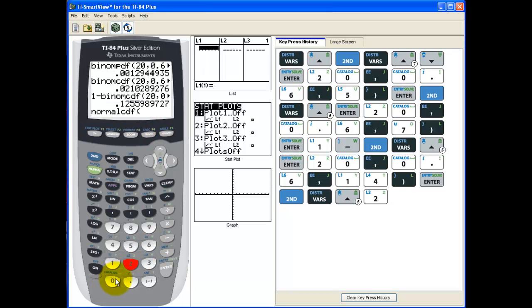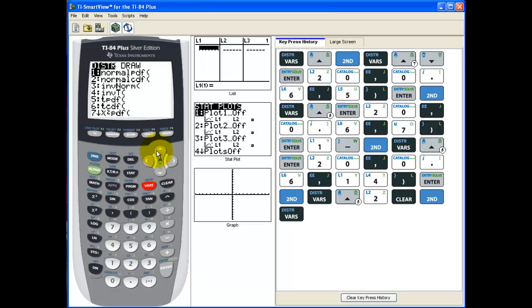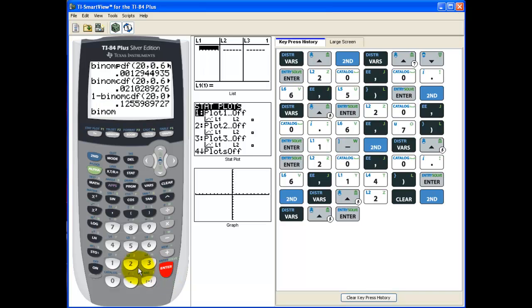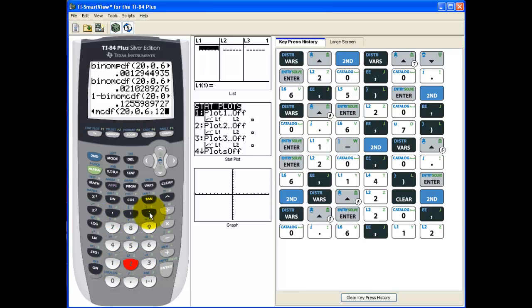So that would be 20, or well, sorry, keyed the wrong thing there. Go back to the distribution and get the one that I want. Binomial CDF, 20, comma, 0.6, comma, 12. That's the probability right there that x is less than or equal to 12. And from that I want to subtract the probability that x is less than or equal to 7.